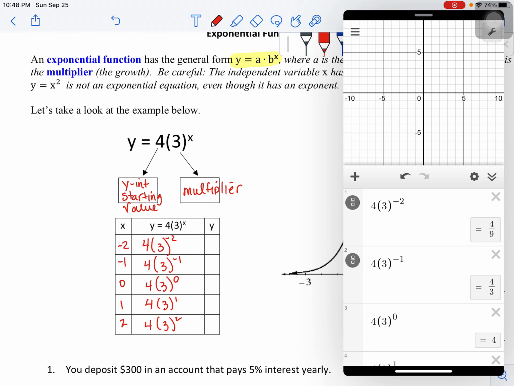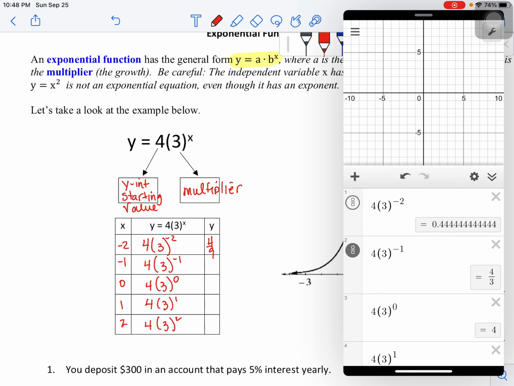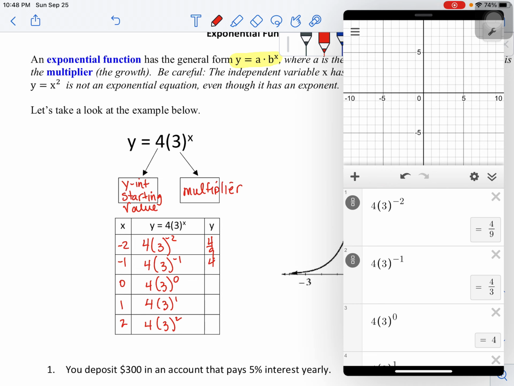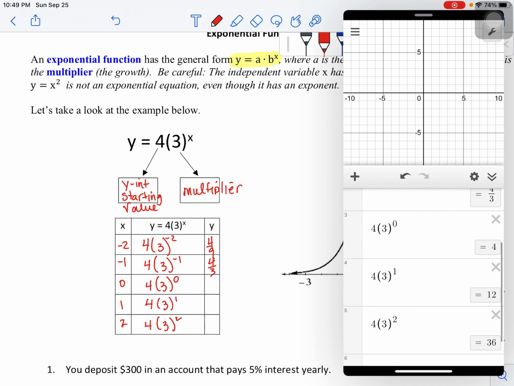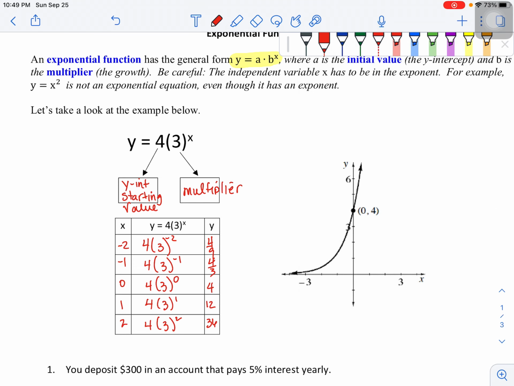I'm going to pull over Desmos, and I've already typed these in, so you don't have to watch me type them in. But 4 times 3 to the -2 is 4/9. If you get it on your calculator, you're going to get a 0.44 repeating. We've got 4/3. We've got a 4, then 12, and then 36. So if we took these as ordered pairs, we would plot them, and you would get the graph to the right. Okay, notice that it's being multiplied by 3. It's growing by 3. Okay, it's kind of hard to see with the fractions, but the upper numbers, you can kind of tell that.